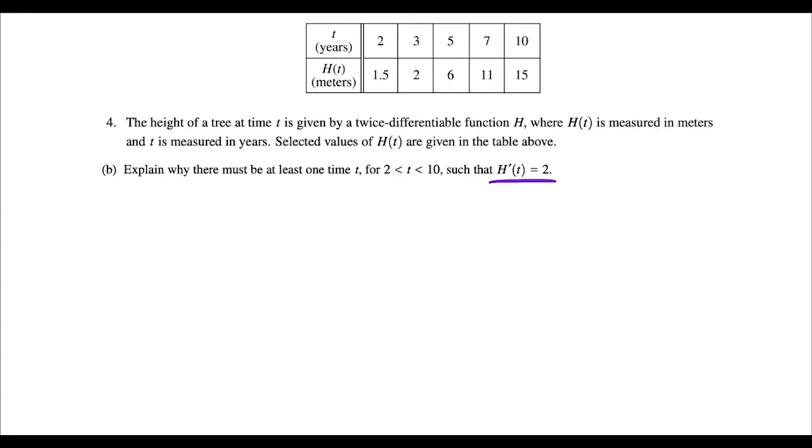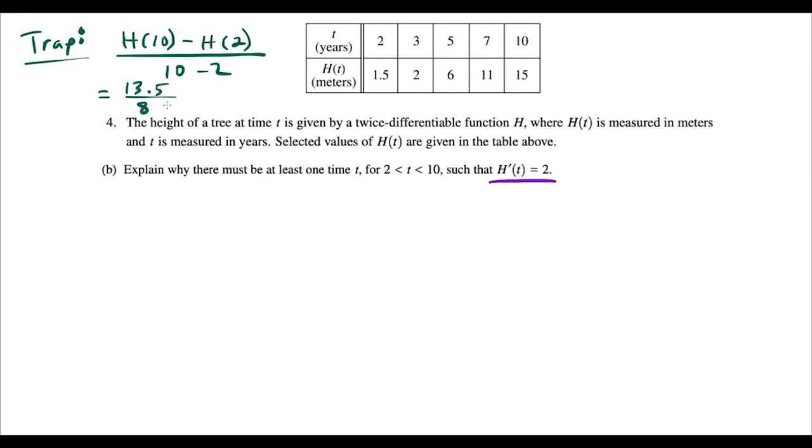Now, the first dilemma, or the first trap, we're going to run into in this question is one thing I see a lot: students always assume that the endpoints are the ones we use when we find the average rate of change. So they just do h of 10 minus h of 2 over 10 minus 2. But notice 15 minus 1.5 is 13.5, over 10 minus 2, which is 8, and this is not equal to 2. Okay, so we're not going to use the endpoints here. This is a very annoying little trap.